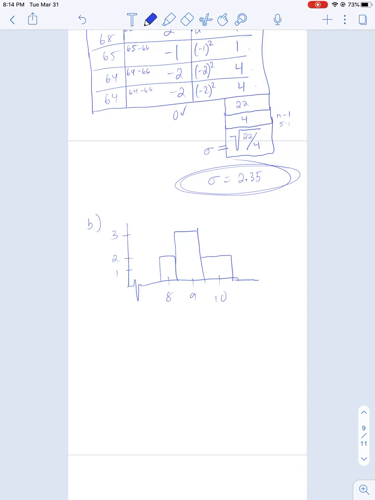Right, so we have to find our mean first. And let's not forget, 8 is seen twice, 9 is seen 3 times, 10 is seen twice. Right, that's what that really means. So our mean is an 8 plus an 8 plus a 9 plus a 9 plus a 9 plus a 10 plus a 10. Divided by how many data items? We have 1, 2, 3, 4, 5, 6, 7 data items.